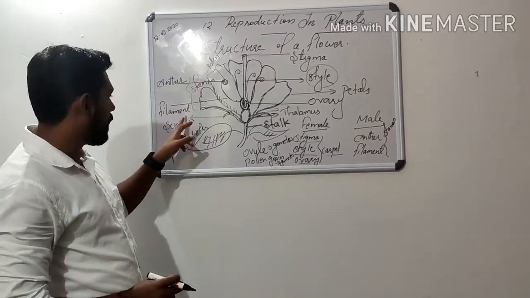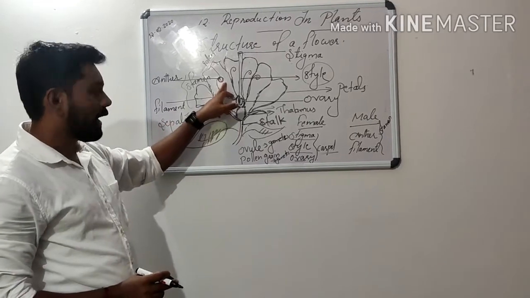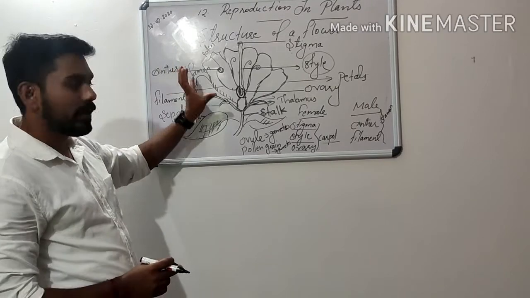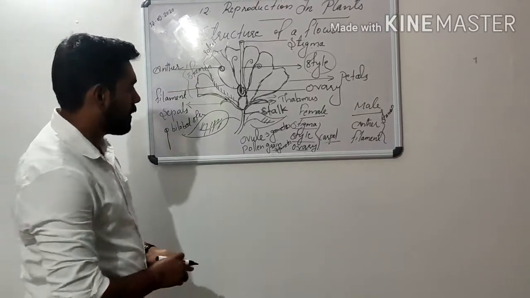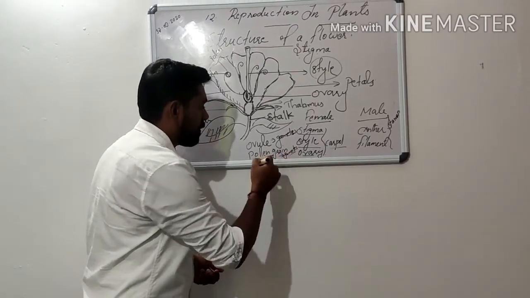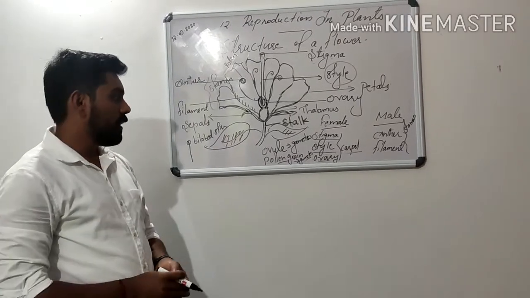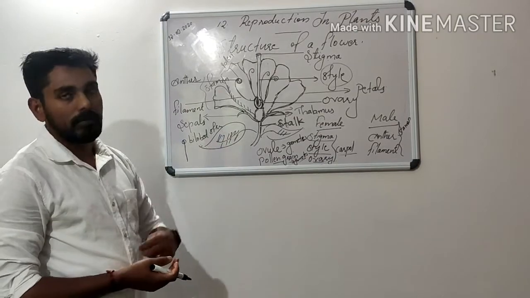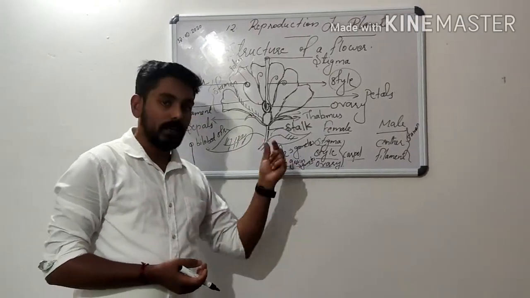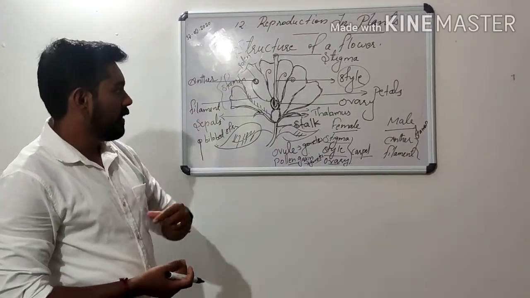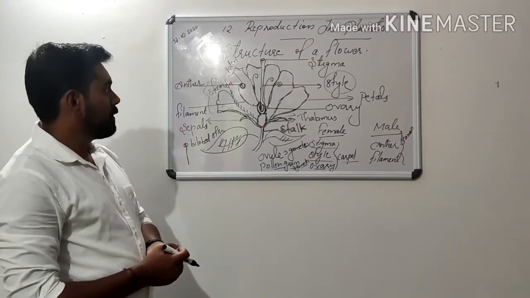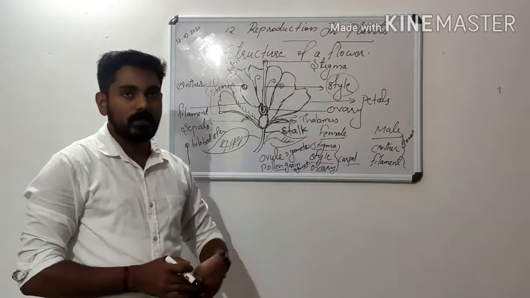When we talk about male reproductive parts, stamen is the main male reproductive part of the flower. It contains anther and filament. Filament holds the anther, and anther is a bilobed structure. It contains pollen sacs. The pollen sacs contain pollen grains. Pollen grains are the male gametes, which help in reproduction in plants. Pollen grains are yellow or whitish in color and can be found in the flower. So this is the overall structure of a flower.